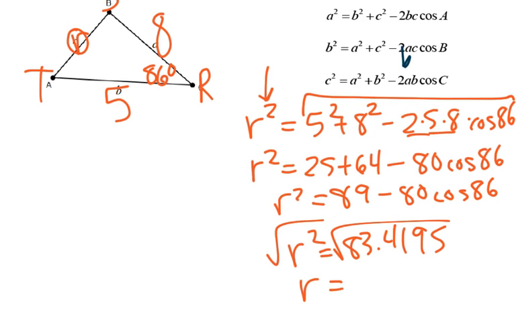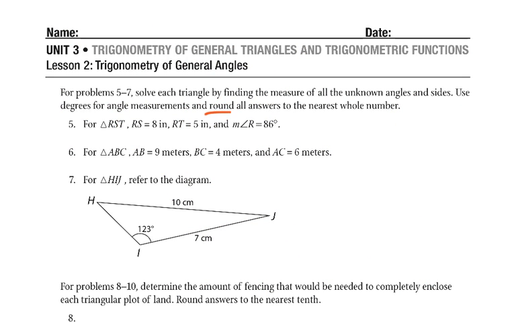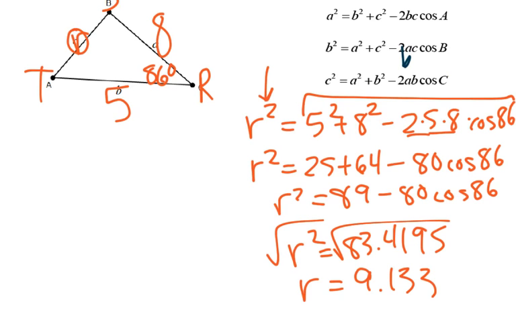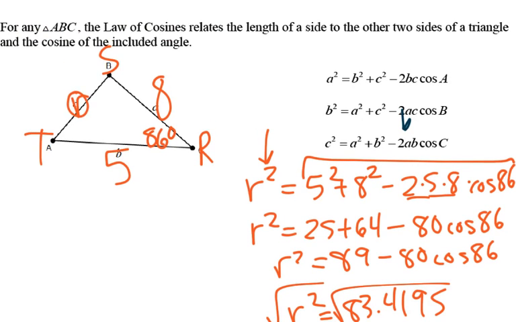Okay, which is about 9.133. But I believe it told me to round all answers to the nearest whole, so that would be 9. Okay, so this side now we know equals 9. But it wants us to find the last two angles.